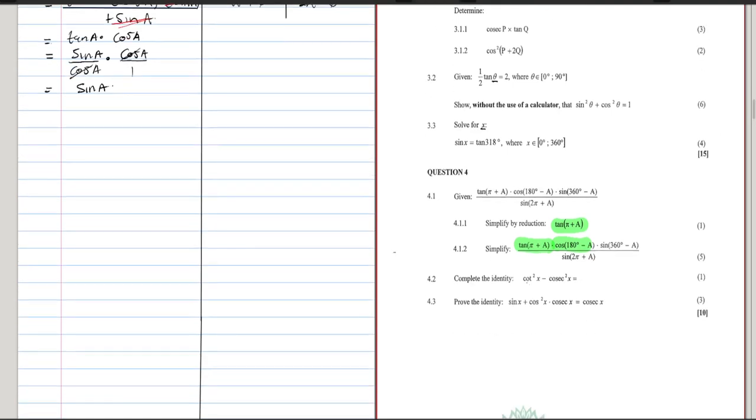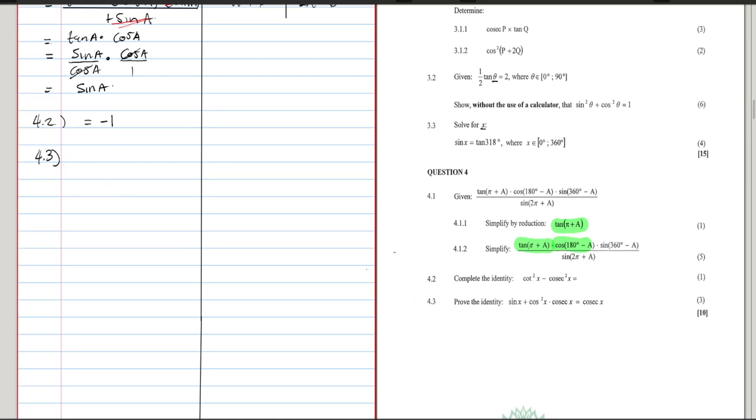Okay, so cos squared x minus cosec squared x. Complete the identity. So for 4.2, this should be equal to negative 1. 4.3, easy mark guys, easy mark.